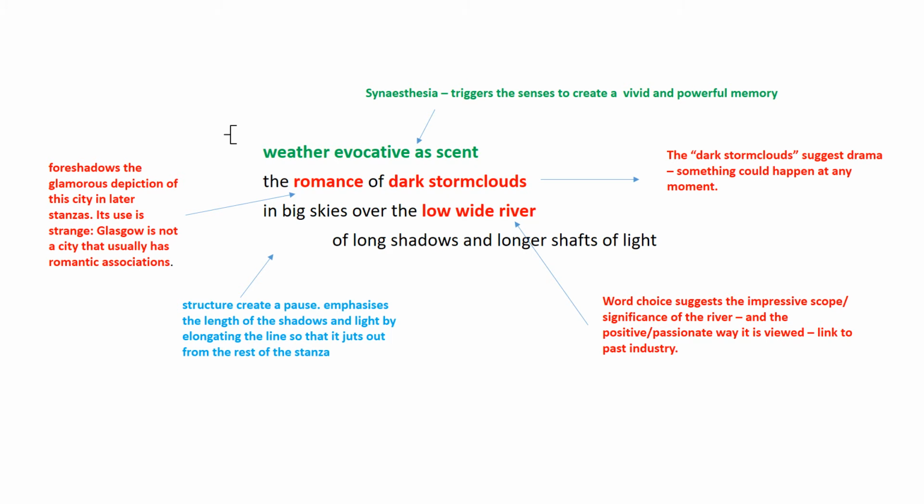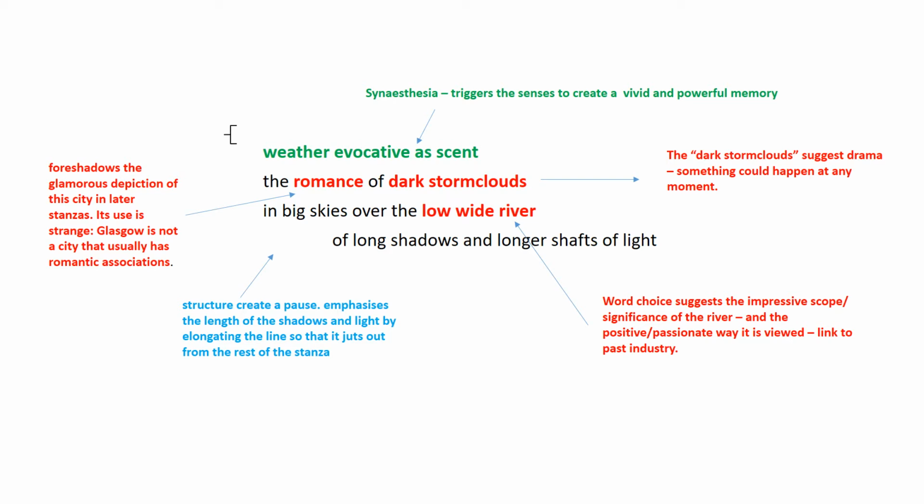Weather evocative as scent, the romance of the dark storm clouds and big skies over the low wide river, of long shadows and longer shafts of light. So we start with the synaesthesia trigger, and it really triggers the senses to create this vivid and powerful memory here. It's evocative as scent. It's almost like it brings up the same memory as when you smell something that you've smelled before. That's the point that she's trying to make here.